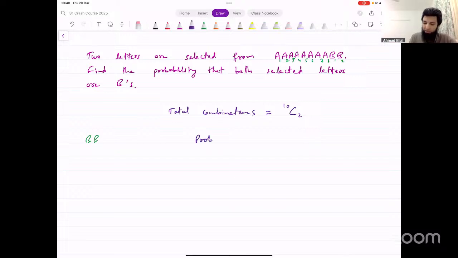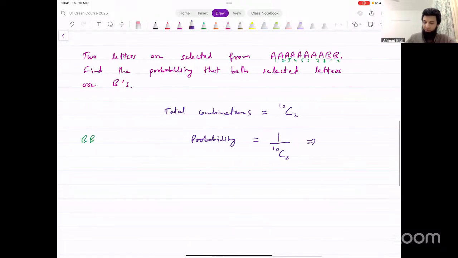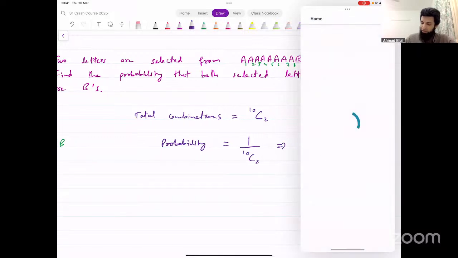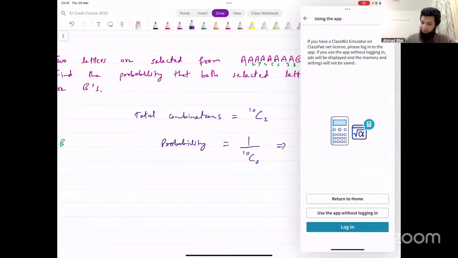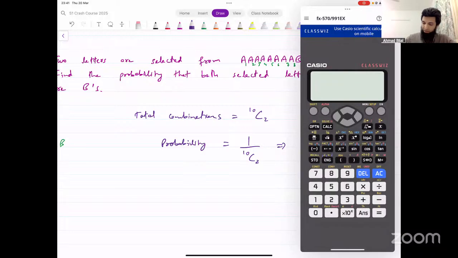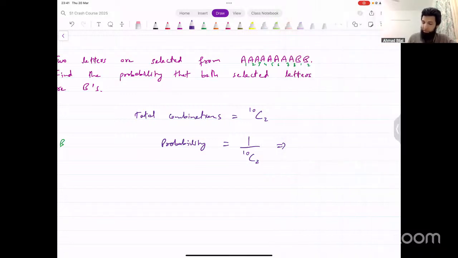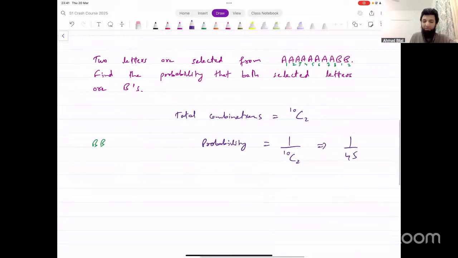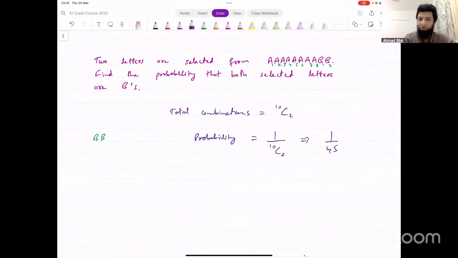So the probability for this is just going to be 1 out of 10C2. And that's going to make much more sense because the probability of B is supposed to be much smaller like this. 10C2, this actually turns out to be 1 out of 45. So the probability of both being B's is actually just 1 out of 45. It's not 1 out of 3.